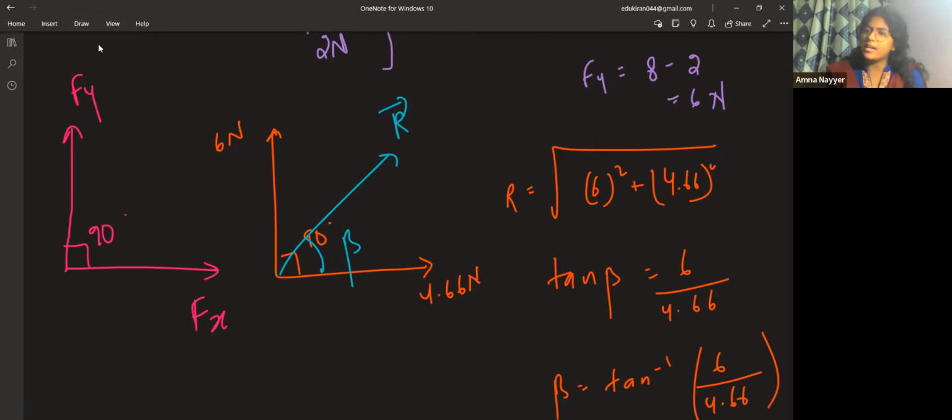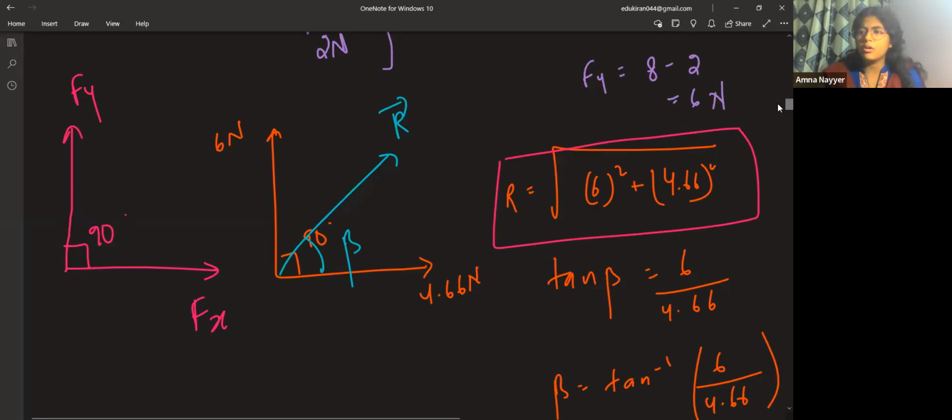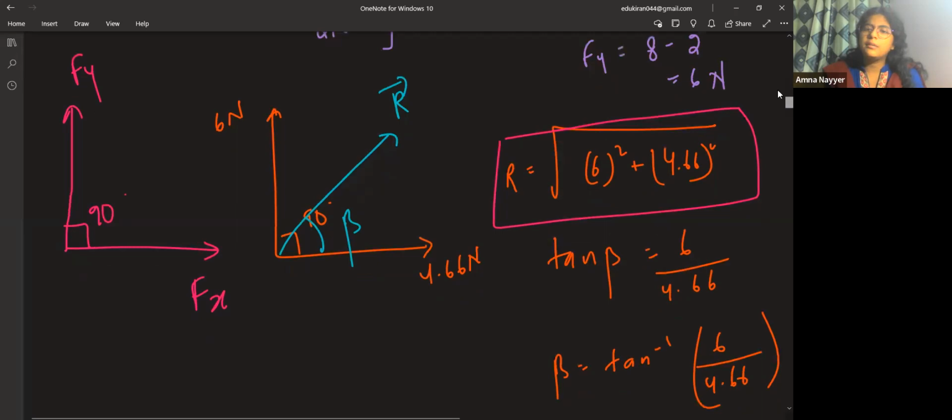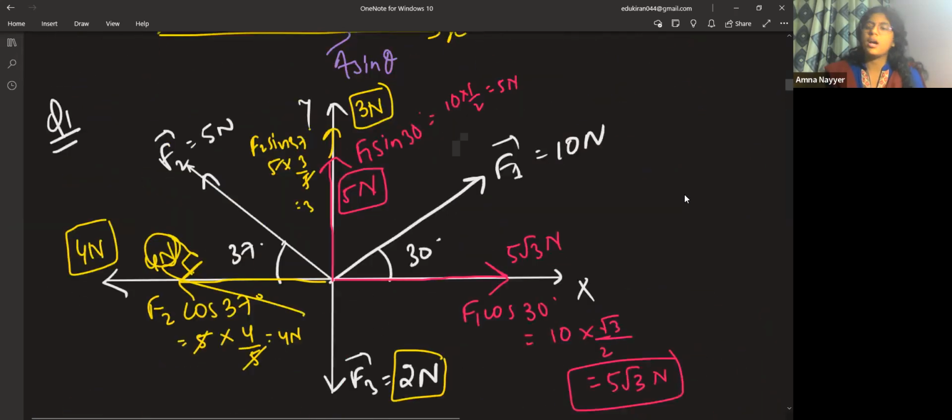We have found our final Fx, and we have found our final Fy also. They are making an angle of 90 degrees, so their magnitude is given like this. And then using tan beta, you will get your final answer. The rest of the part is just the parallelogram law. But basically solving this is the part which you have to understand, right?